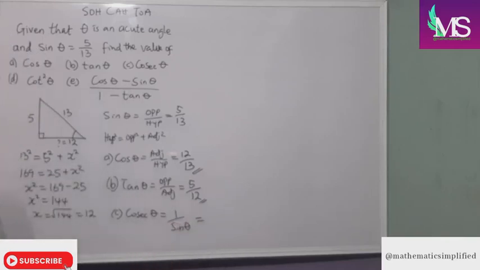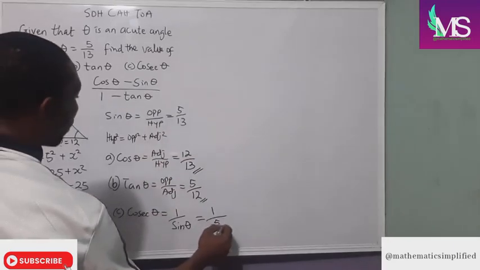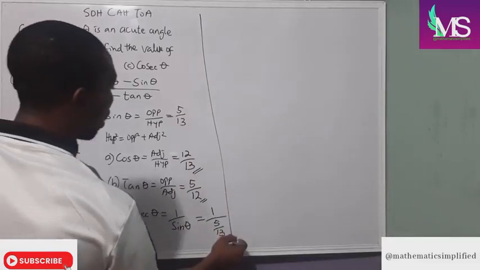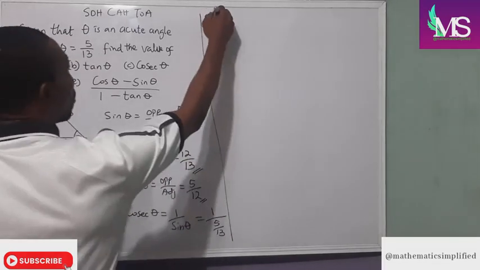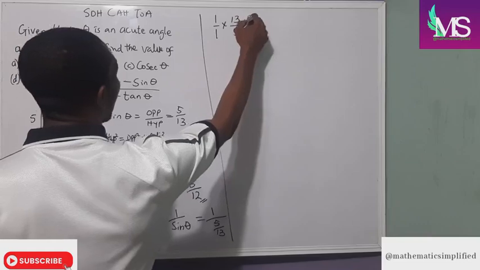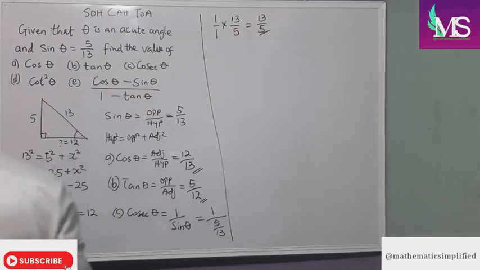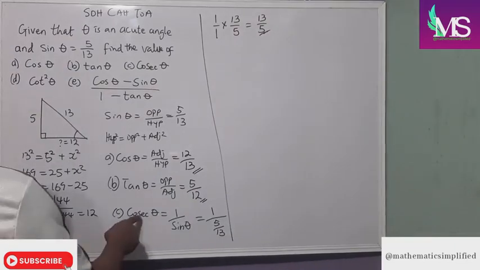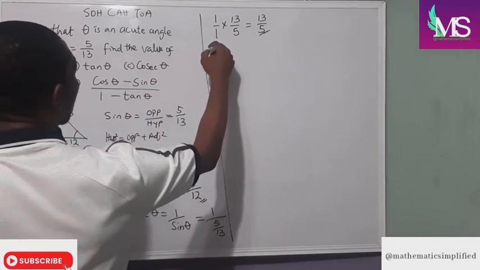Now since it's 1 over sine theta, this is going to become 1 all over sine theta is 5 over 13. Now remember that we can apply our inverse law or reciprocal law here as 1 over 1 times 13 over 5, which gives us 13 over 5 as our cosec theta.